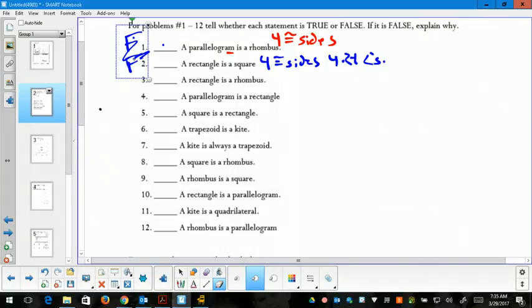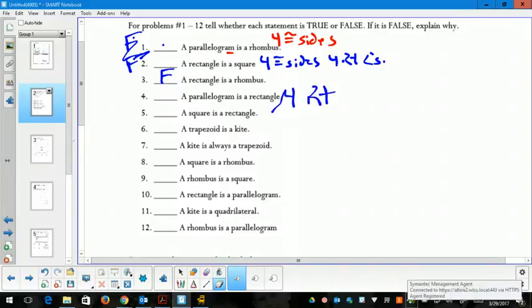Rectangle is a rhombus. Rhombus has 4 congruent sides. Rectangle doesn't. So that's false. Parallelogram is a rectangle. Does a parallelogram have to have 4 right angles? No, it doesn't have to have 4 right angles.